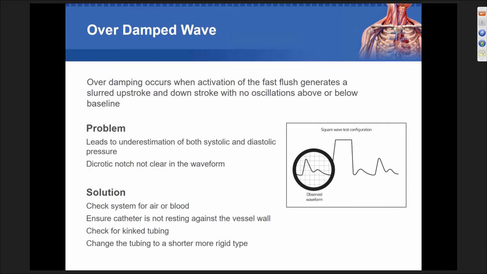And this occurs when activation of the fast flush generates the slurred upstroke and downstroke, and you don't have a real defined wave. This leads to an underestimation of the systolic and an overestimation of the diastolic because it brings both of those parameters closer together, and you really can't see a dicrotic notch. I want to troubleshoot this one immediately. It may need an arm board. It may need the tubing to be flushed. The catheter might be kinked, because this looks like a mechanical occlusion to me. And if the catheter is no longer clinically indicated, I'm not going to do any of those things. I'm just going to remove the device.